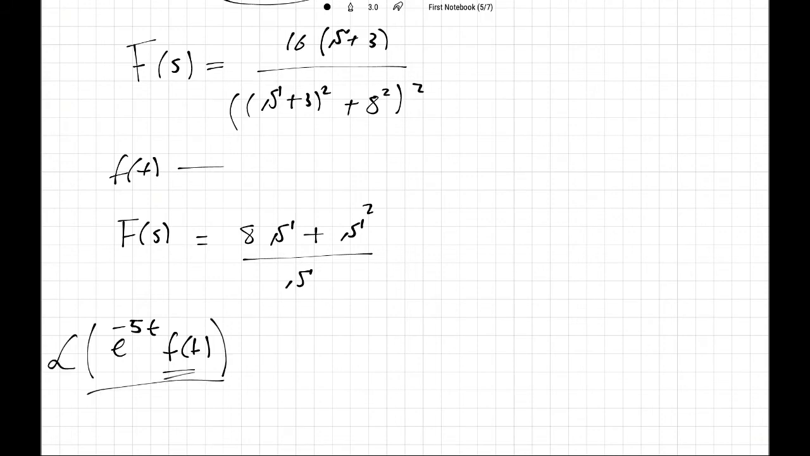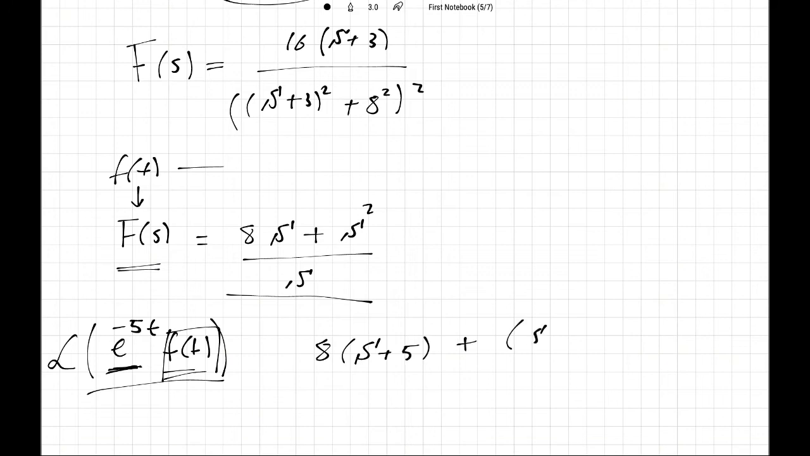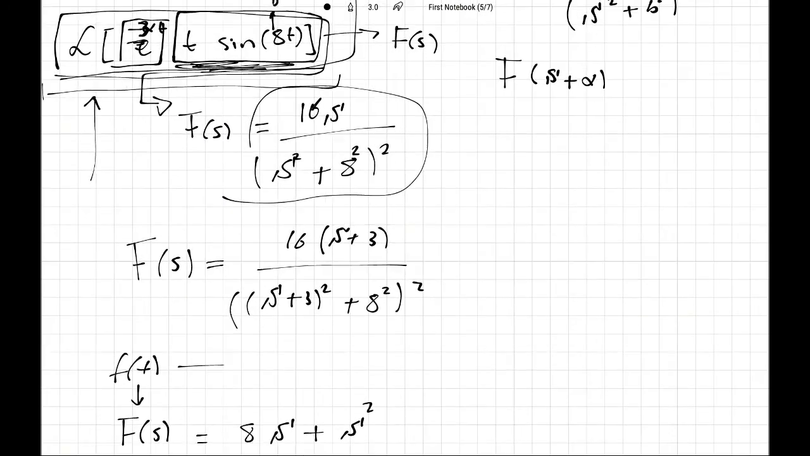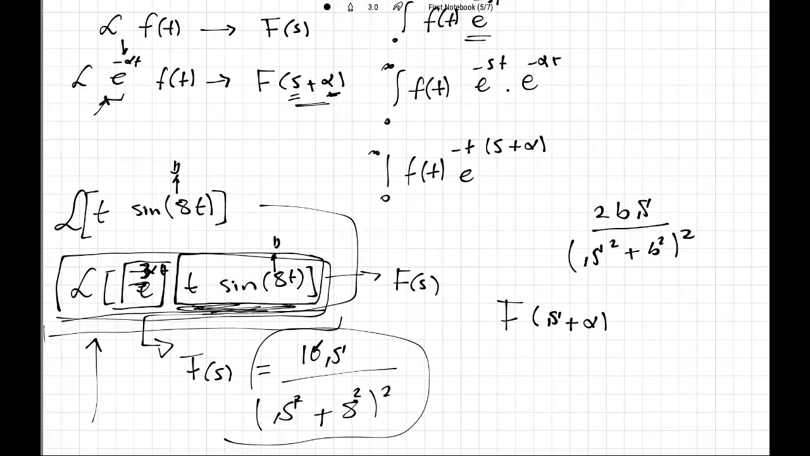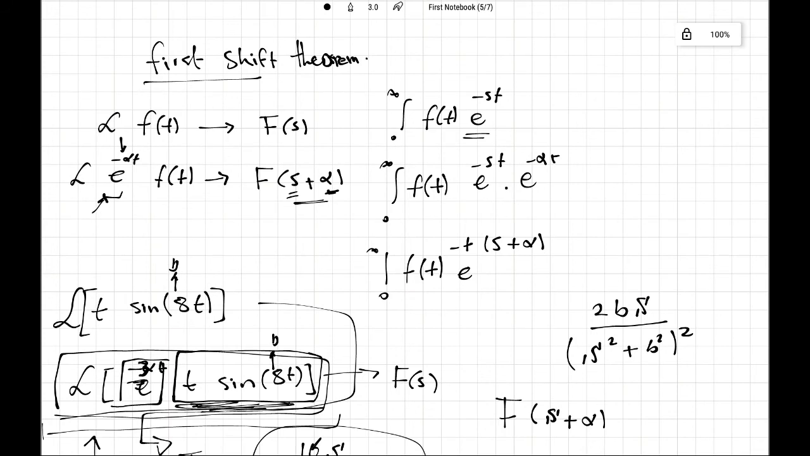Now, you know that the Laplace transform of f of t is this. Applying the first shift theorem, all we will do is shift the s 5 units. So simple and so easy. I don't think you will find any difficulty solving questions related to this first shift theorem. Now, why is it called the shift theorem? Because you shift the s by alpha units.